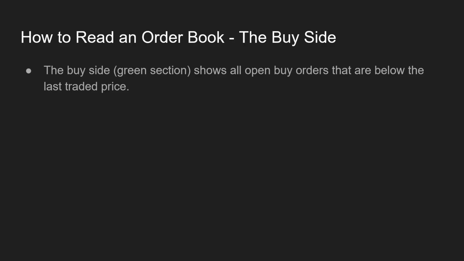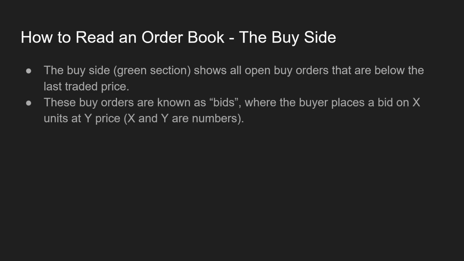Focusing on the buy side first. The buy side, the green section, shows all open buy orders that are below the last traded price. These buy orders are known as bids, where the buyer places a bid on X amount of units at Y price. And we'll just use those letters where X and Y are just numbers. They could be any number depending on the market.